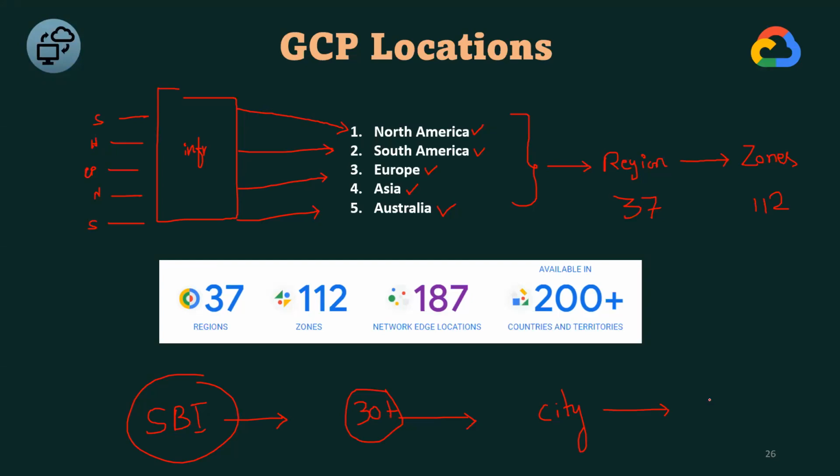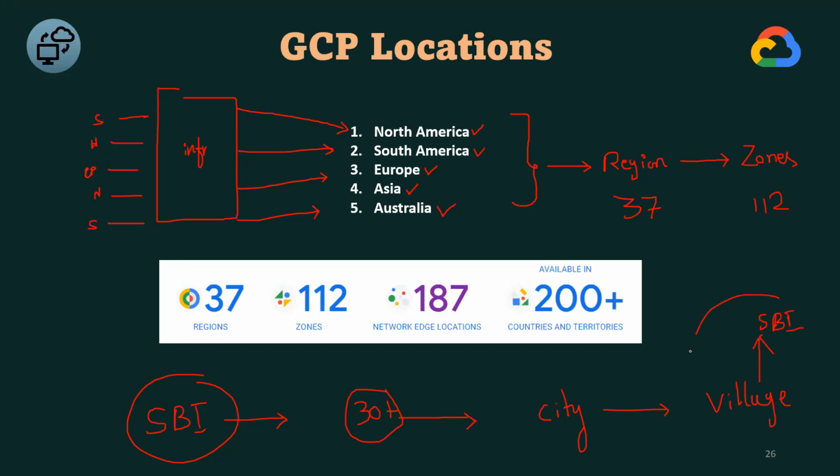So something like some location, or I can just say village for now. In each village you will be having SBI. If I have to say where the SBI bank is situated, it is all over India. You have 30 states, in each city we will be having SBI, and in each village we will be having an SBI bank.